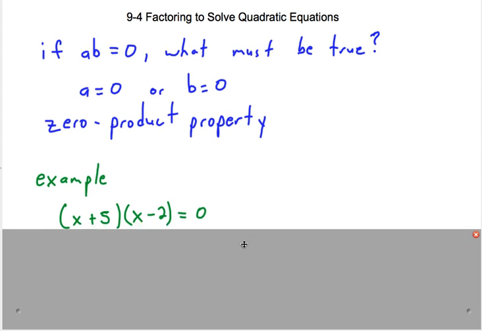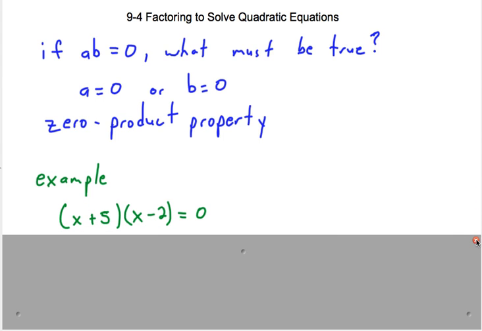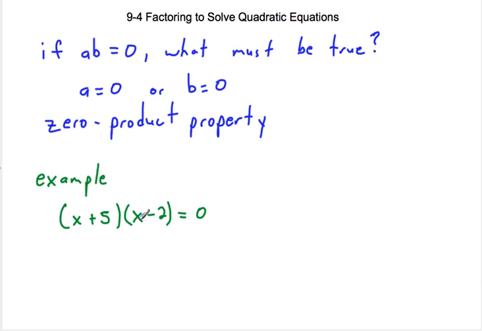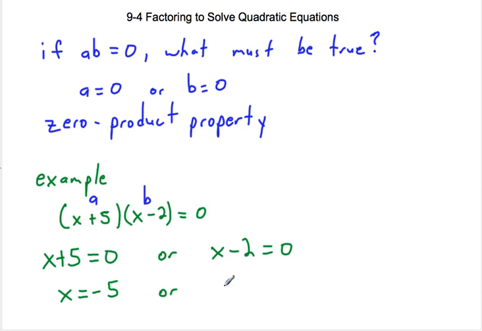Here's an example. We have x plus 5 as one of the factors, and x minus 2 as the other factor. So you could think of this as A and this as B. Well, the zero product property is telling us that A equals 0 or B equals 0. So now we just have to solve these two equations and we can get our answer for x. So either x is -5 or x equals 2.